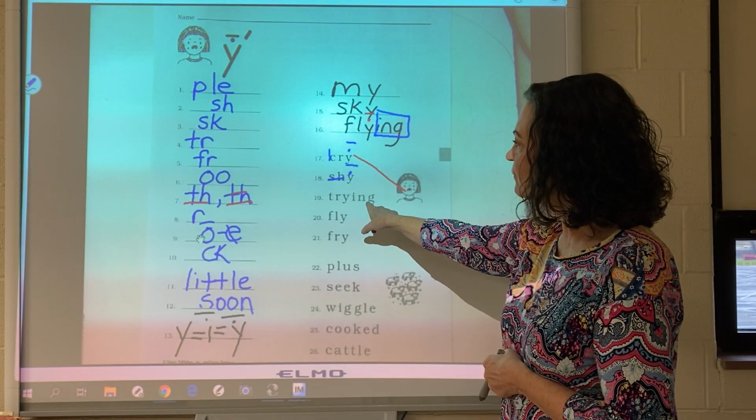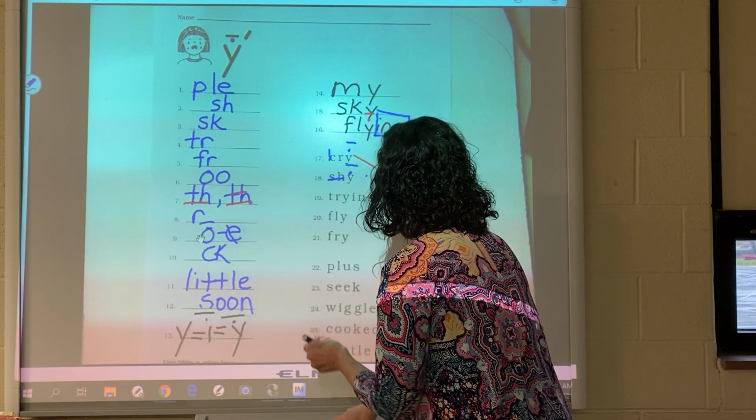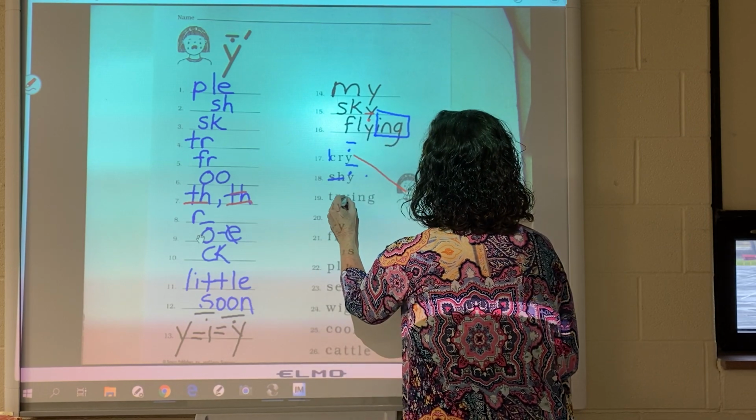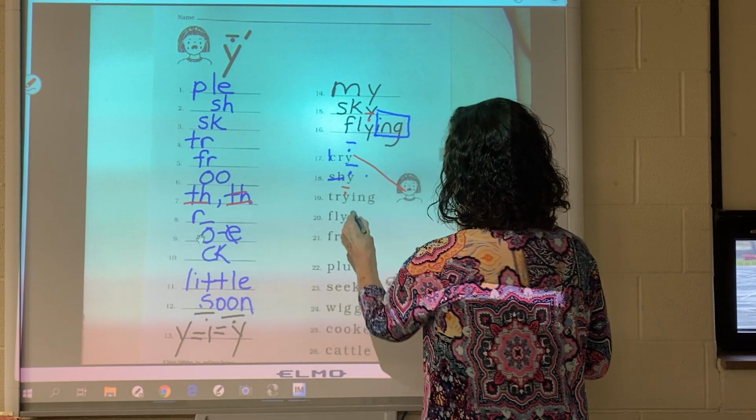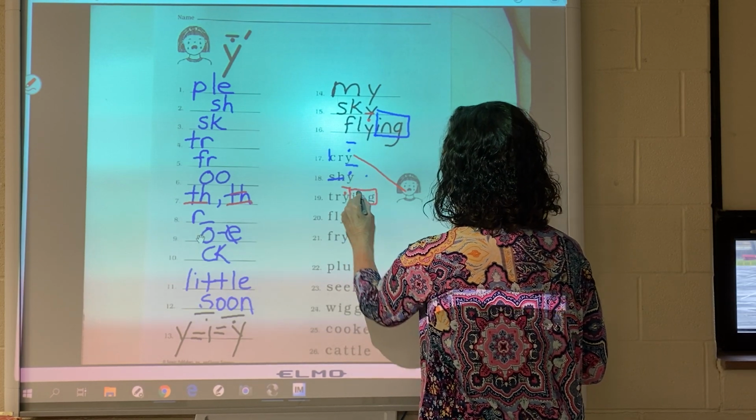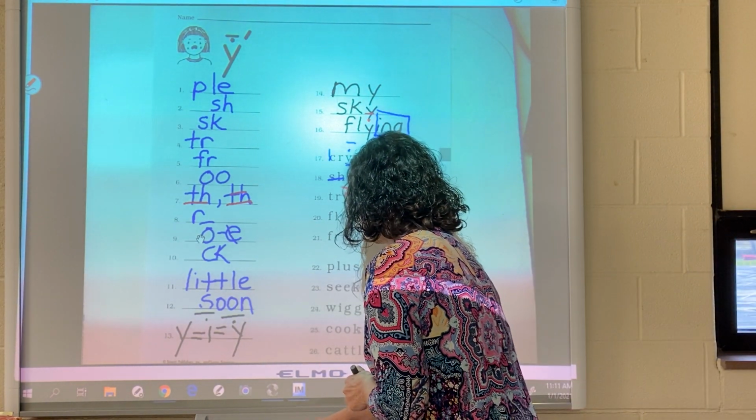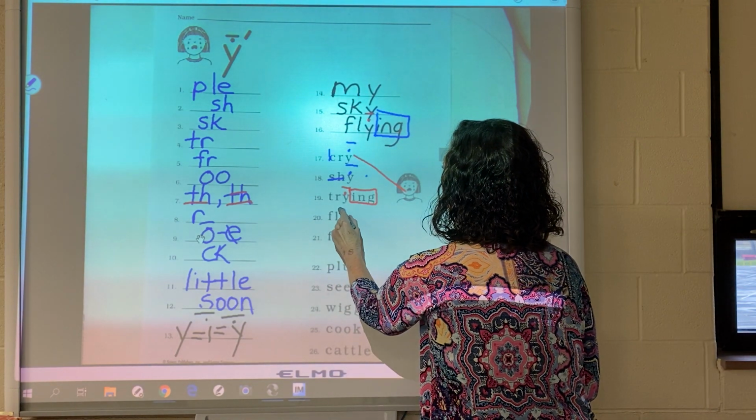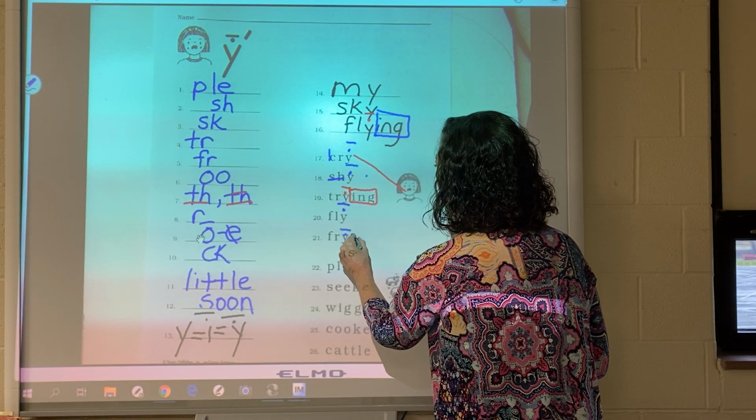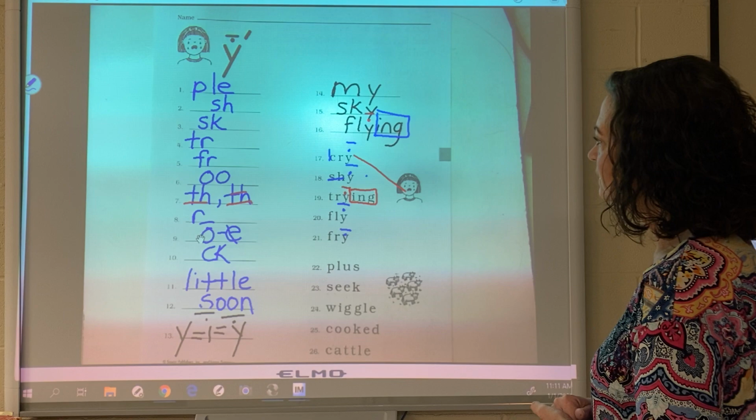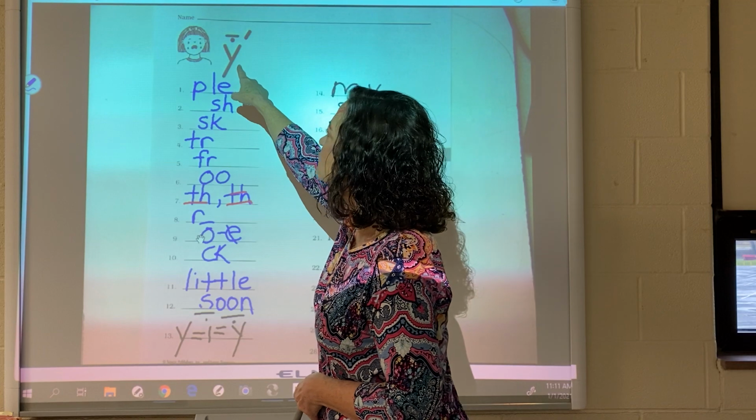Now this is another one of those suffixes. See this Y. If I take the suffix off, then I still have a Y that says I. Try, try. And then I just box in my suffix. And that word is trying, trying. Then I have fly, fly, and fry, fry. So those are all Y saying I. And this tells us, remember how we code it.